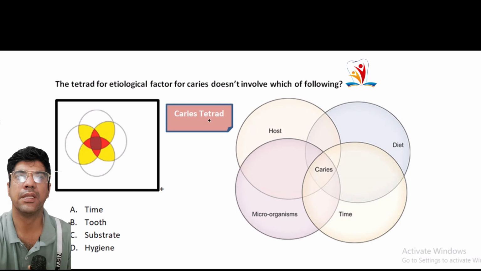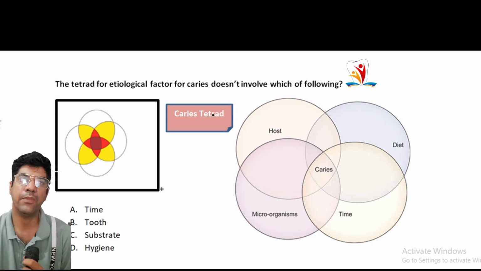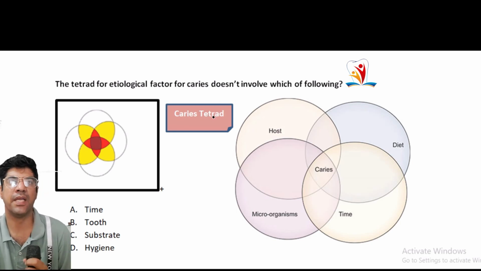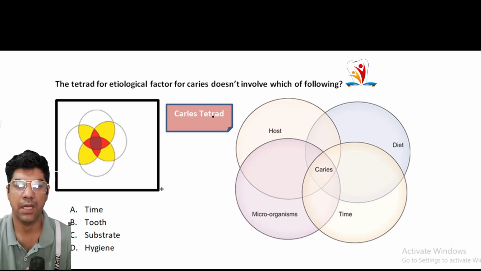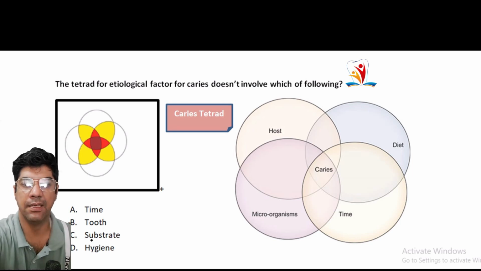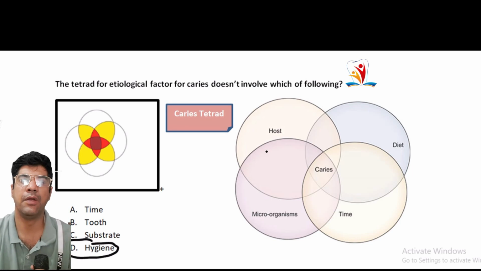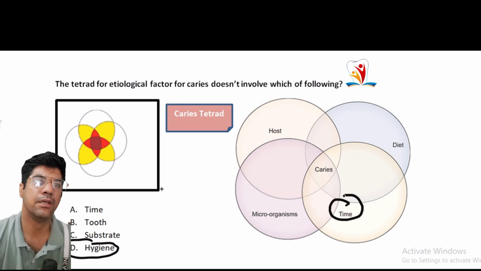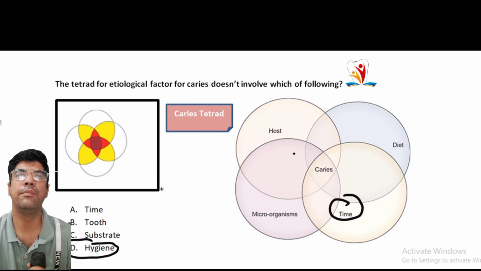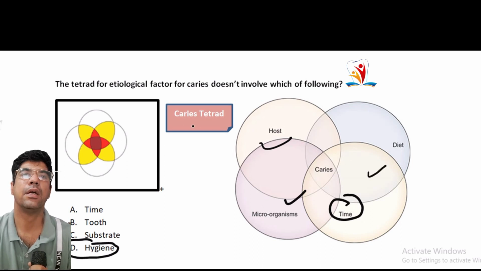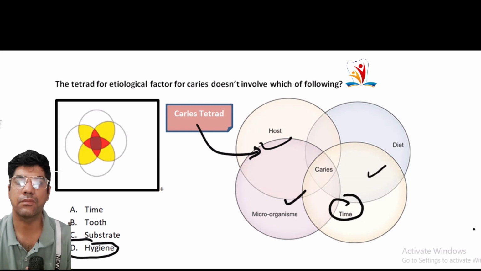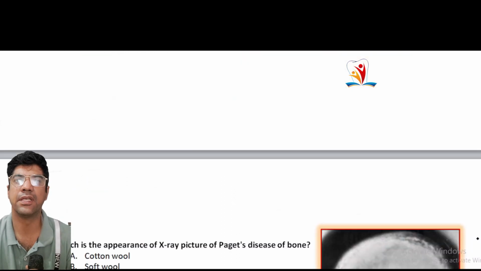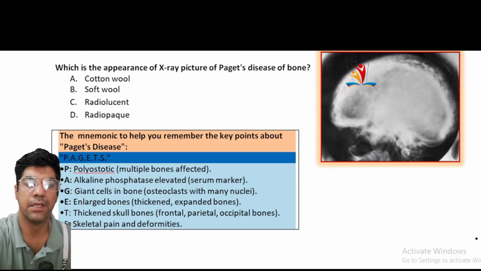The next question: the tetrad of etiological factors for caries does not include which one? Hygiene is not typically included in this tetrad. It consists of time, tooth, substrate, and microorganisms. So this is the caries tetrad.